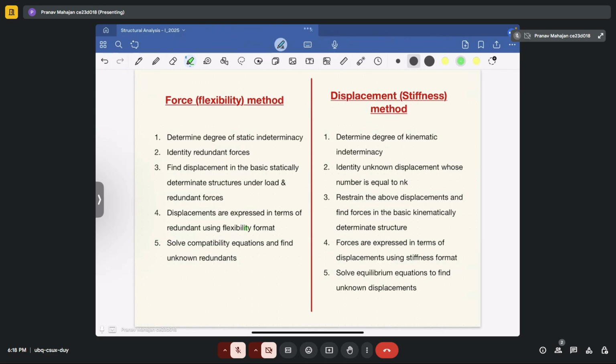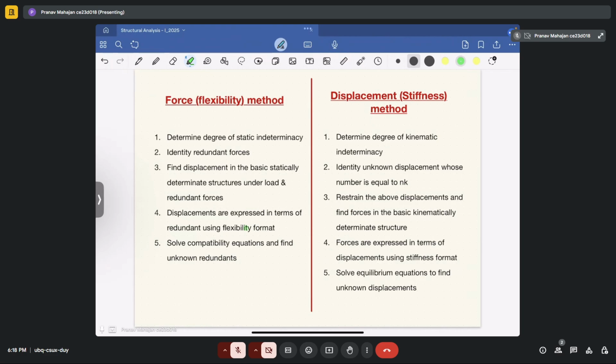the degree of kinematic indeterminacy. The degree of kinematic indeterminacy is also known as the degree of freedom. Then you will identify the unknown displacements, whose number is equal to n_k. Then you will restrain these displacements and find the forces in the basic kinematically determinate structures. Then forces are expressed in terms of displacements using the stiffness format. And finally, you will solve the equilibrium equations to find the displacements.